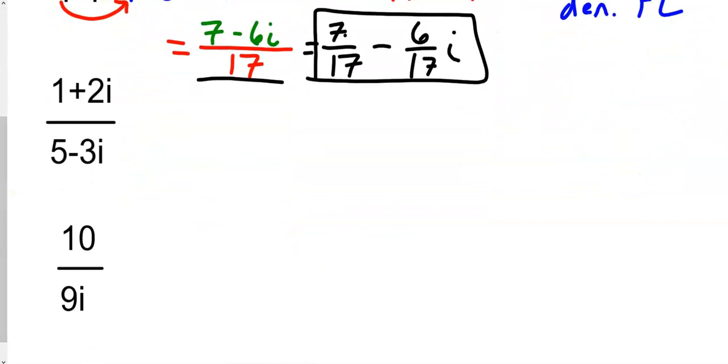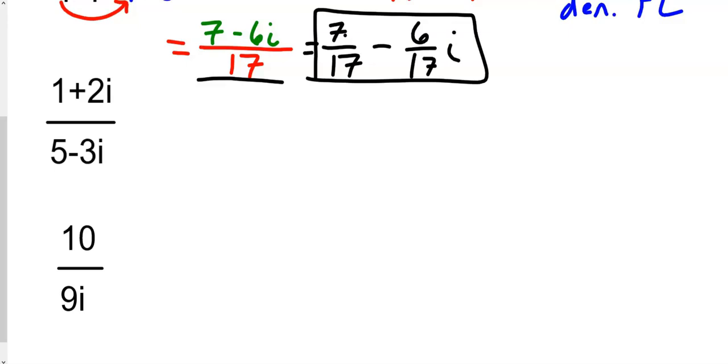So I got 2 more examples. Let's go ahead and do those. If you want to pause it and give them a shot, that's fine. The bottom one's a little bit easier out of everybody, but that's about as hard as division will get with complex numbers. So go ahead and give them a shot for a second.